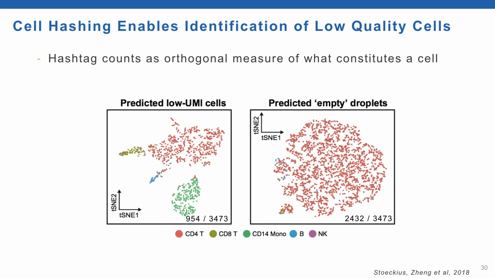And so if you take cells that have, I think in this case, less than 200 UMIs, and separate them out by those that have a strong hashtag signal and those that do not, and then force them back onto the cluster from the higher count UMI cells, we see that those that actually have a strong hashtag signal look like cells, whereas those that don't look like the soup, or the ambient RNA that's in the solution.